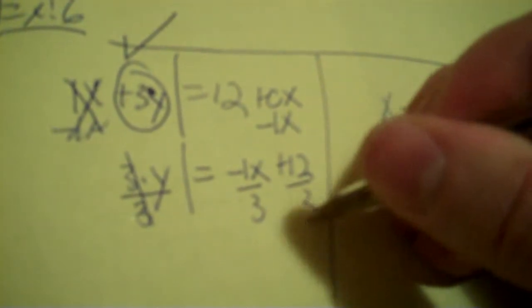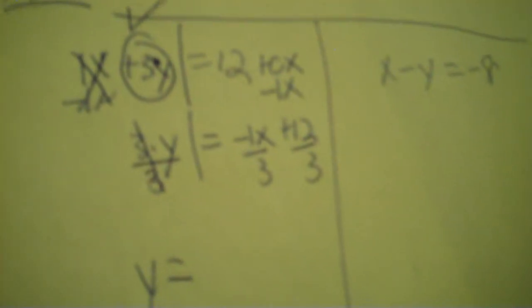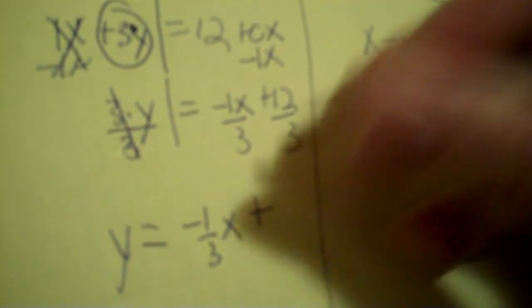Now, divide by 3. Everything's divided by 3. Negative 1 divided by 3 is not negative 3, it's a decimal. When you're dividing a smaller number by a larger number, it's a decimal. You need to keep that as a fraction. Okay? 12 divided by 3 is 4.